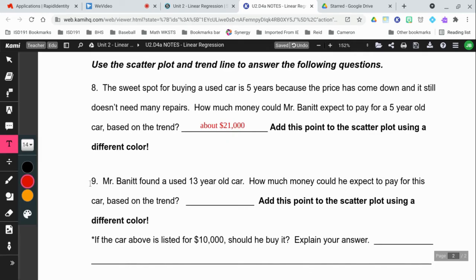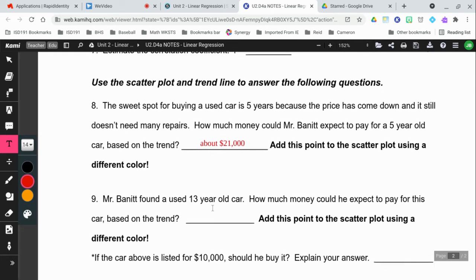All right, question number 9. Mr. Bannon found a used 13-year-old car. Oh my, that's kind of old. How much money could he expect to pay for this car based on the trend? Well, hopefully it doesn't cost a whole lot because it's 13 years old. But let's use our scatter plot, the trend, to answer this question. And it does say to add this point to the scatter plot.